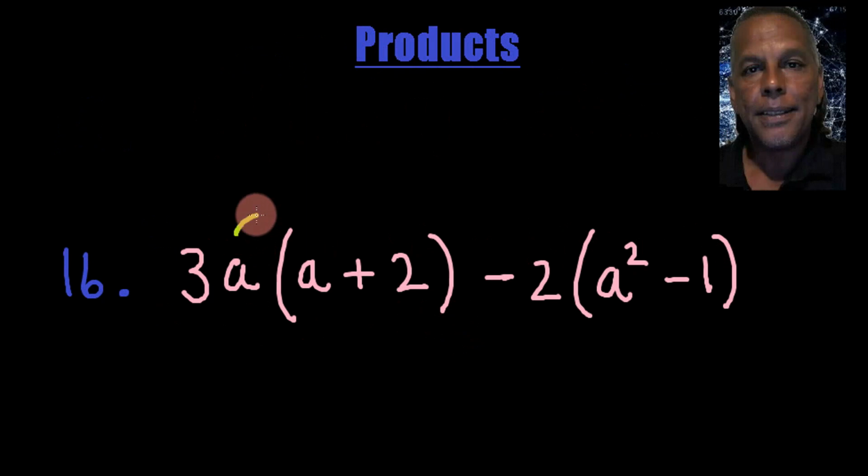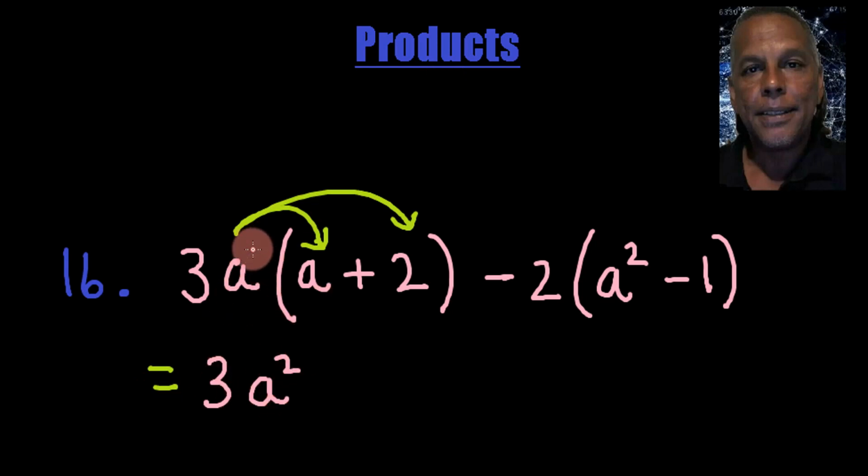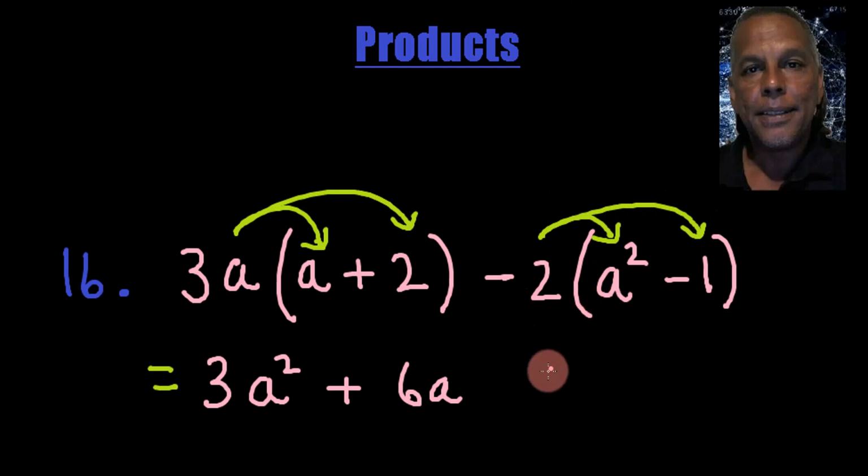Multiplying the 3a into the first set of brackets. So 3a times a is 3a squared, and of course we are adding the powers of the a's. Then we have a plus, and 3a times 2 is 6a. Now we can multiply the negative 2 into the second set of brackets. So negative 2 times a squared is negative 2a squared. A minus times a minus is a plus, and 2 times 1 is 2.